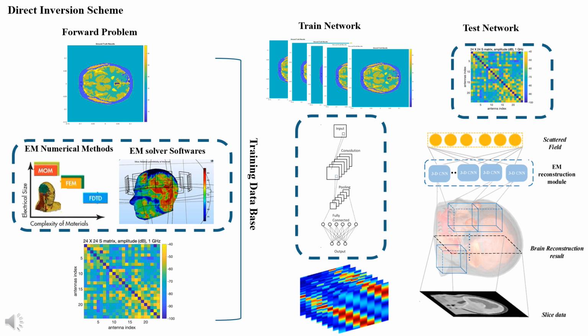The inverse scattering problem flips the process. Instead of predicting how waves scatter from known internal properties, the goal is to reconstruct the unknown internal properties of the brain, specifically, the permittivity profile, from the scattered wave data.